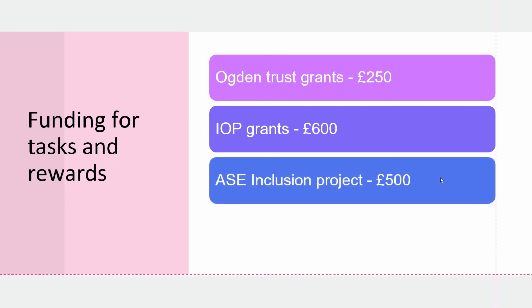Now, we also received £500 from an ASE inclusion project. If you're not part of the ASE inclusion project, get on it. It's brilliant, and it also helps you think about how you can encourage girls and other underrepresented groups into physics and STEM. And we found that more than half of the students that come to our STEM club are actually girls, more than half. So it's a really great way of encouraging more girls into physics and engineering later on.